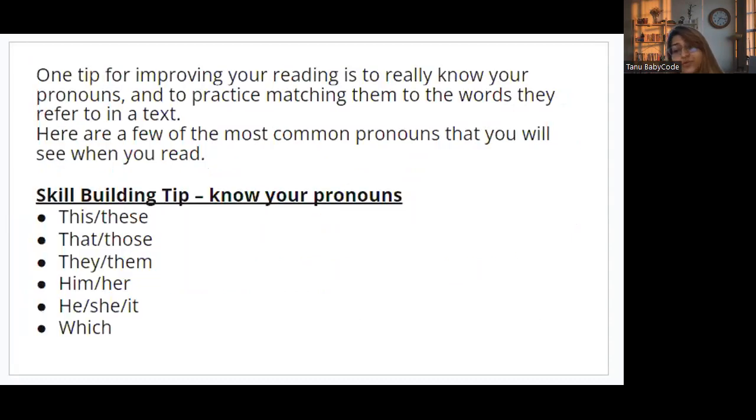One tip for you is that if you want to improve your reading skills, please go through pronouns. Try to match them with the words they refer to in the text also. Like these, this, these, that, those, they, them, him, her, he, she, it, or which.